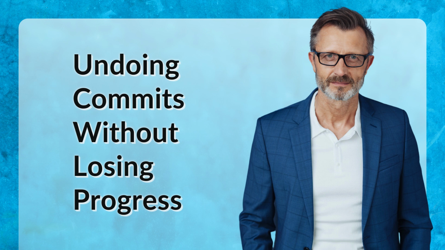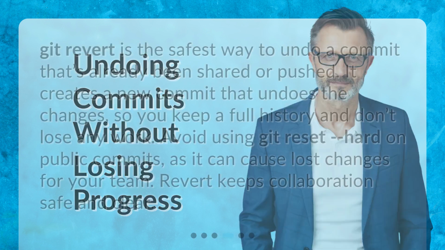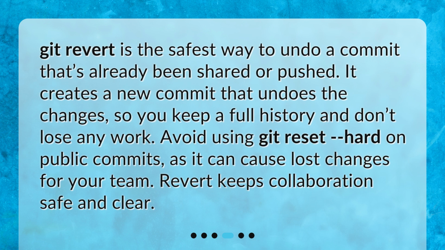Undoing commits without losing progress. Git revert is the safest way to undo a commit that's already been shared or pushed. It creates a new commit that undoes the changes, so you keep a full history and don't lose any work. Avoid using git reset --hard on public commits, as it can cause lost changes for your team. Revert keeps collaboration safe and clear.